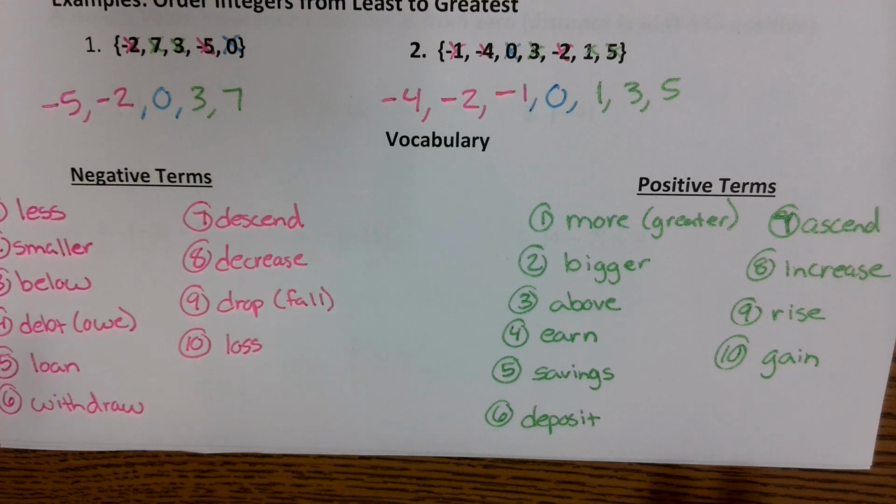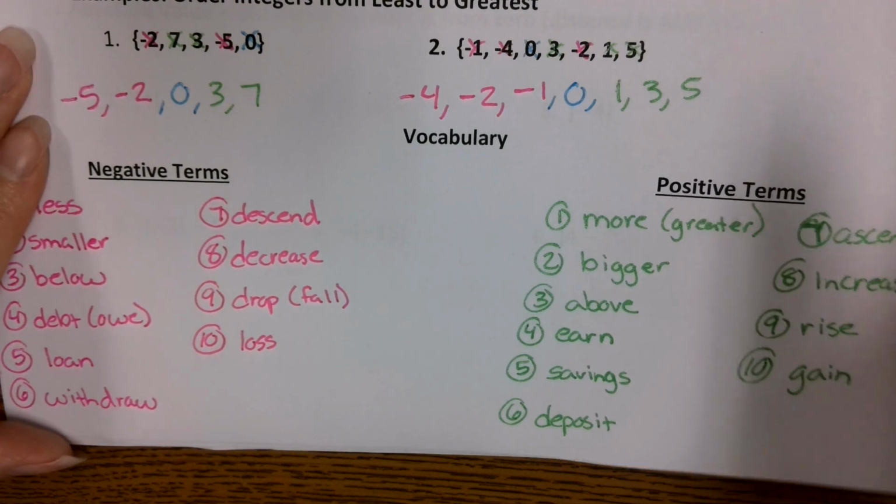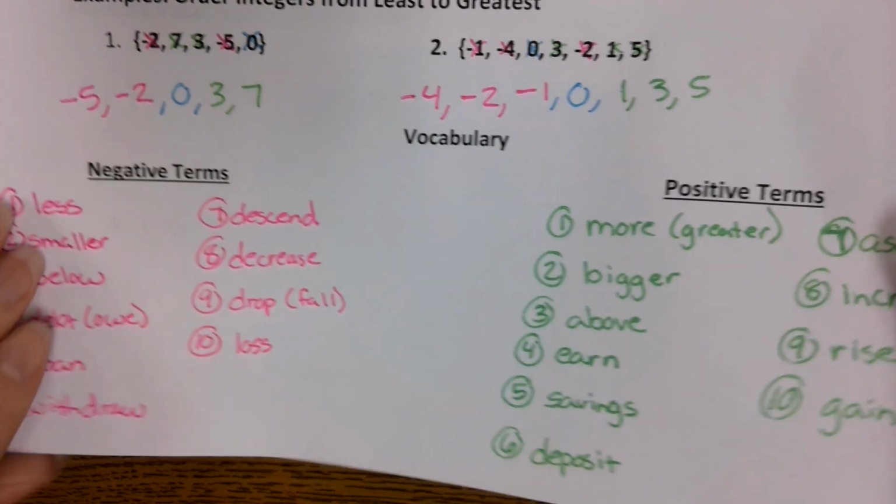All right, so those are our terms for negatives and positives. What I want you guys to do is, using these terms, go ahead and flip your paper over to the back. On the back, I have several different scenarios listed out. You're going to identify whether the scenario is a positive, a negative, or it might even be 0. So let's take a look.